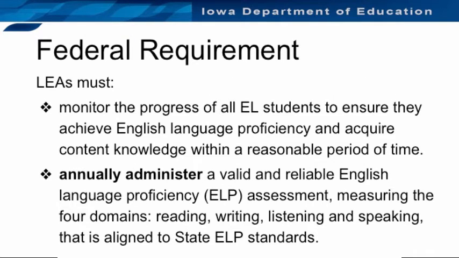The federal requirement includes that LEAs must monitor the progress of all EL students to ensure they achieve English language proficiency and acquire content knowledge within a reasonable period of time. The federal requirement also includes that LEAs must annually administer a valid and reliable English language proficiency assessment that measures the 4 domains of reading, writing, listening, and speaking that is aligned to state ELP standards.